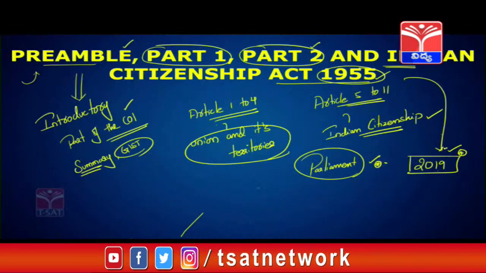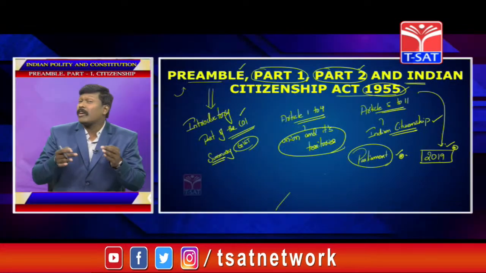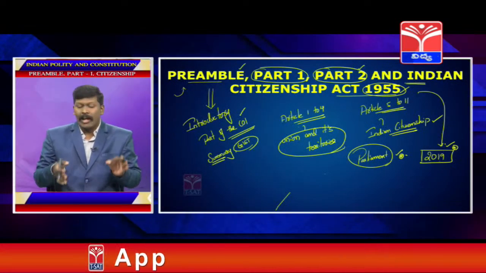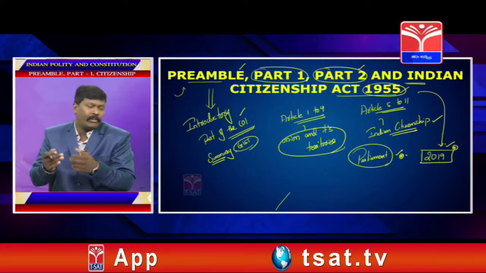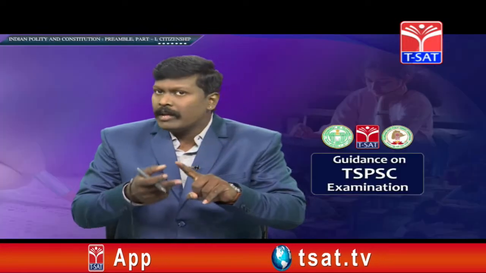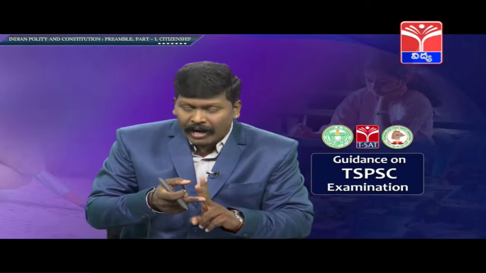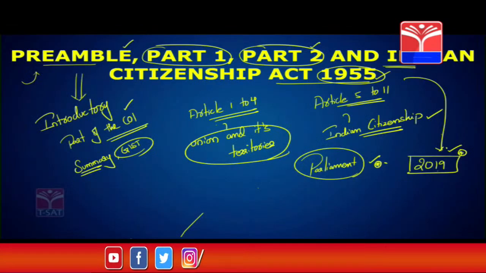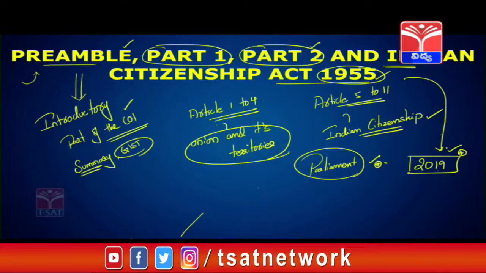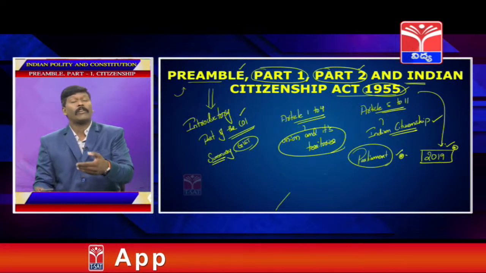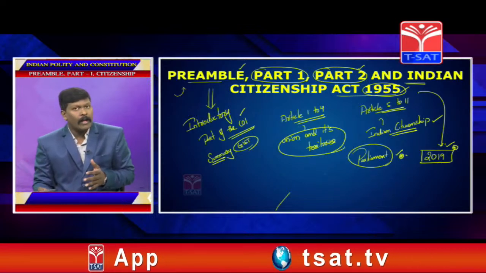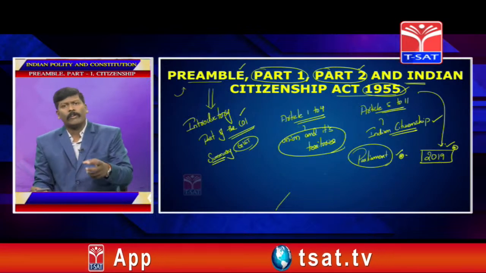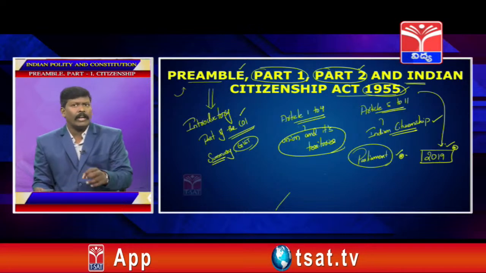In this class, friends, we will look into those important objective type questions related to Indian citizenship. 1. Regarding the preamble. 2. Regarding the union and its territories. And 3. Regarding Indian citizenship. We will be covering these 3 topics and expected questions for your Group 1 prelims. Now, let me continue to the first question without wasting time.